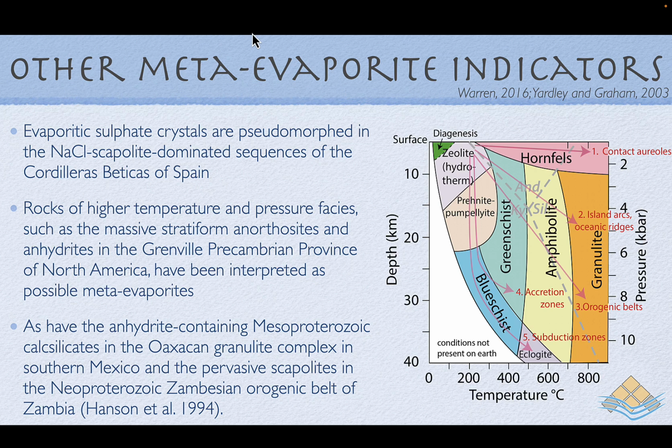massive anhydrites in the Grenville Precambrian province of North America, along with a range of stratiform anorthosites and albitites, all of which have been interpreted as possible indications of an evaporitic protolith to our meta-evaporitic association. Likewise, the various anhydrite-containing Mesoproterozoic silicates in the Oaxacan granulite complexes in southern Mexico, and I would argue also the pervasive scapolites in the Domes region of the Zambian copper belts, indicate an evaporitic protolith.